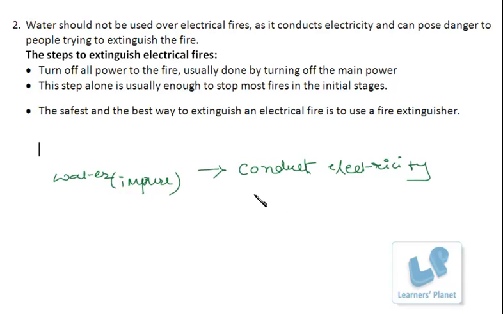The first thing to extinguish an electrical fire is to turn all the power off. You can't go to each and every switch and switch it off. Just go to the main power and turn it off. This step alone is usually enough to stop fires in the initial stages. But if the fire has become uncontrolled, the safest and best way to extinguish an electric fire is to use a fire extinguisher. Again, use of water is dangerous here.